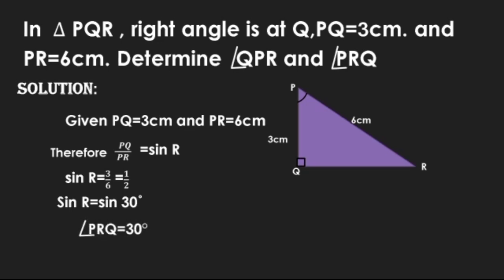Sum of three angles in a triangle is 180 degrees. So here angle Q equal to 90 degrees, angle R equal to 30 degrees, and the remaining angle P will be 60 degrees. So angle QPR equal to 60 degrees.